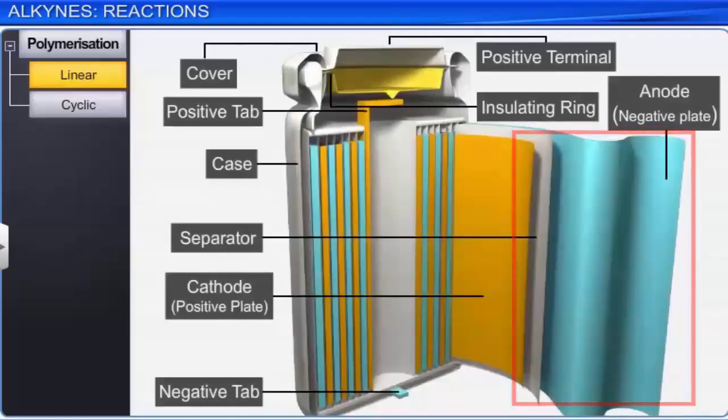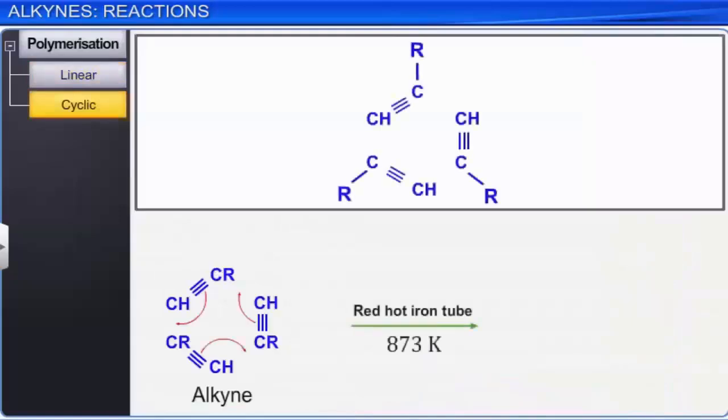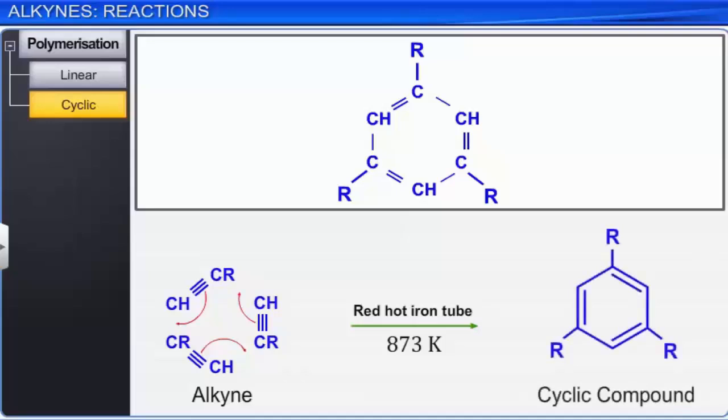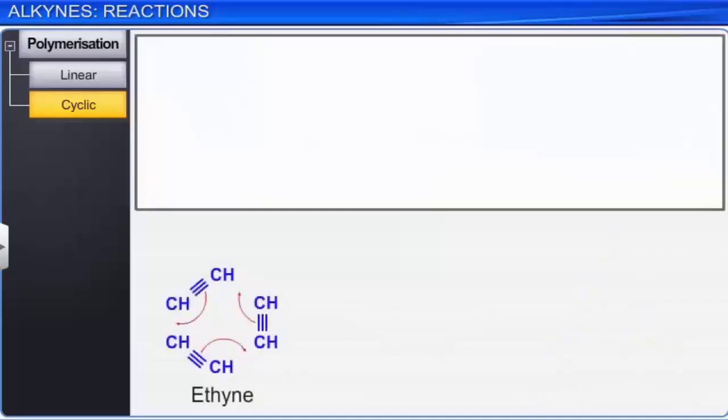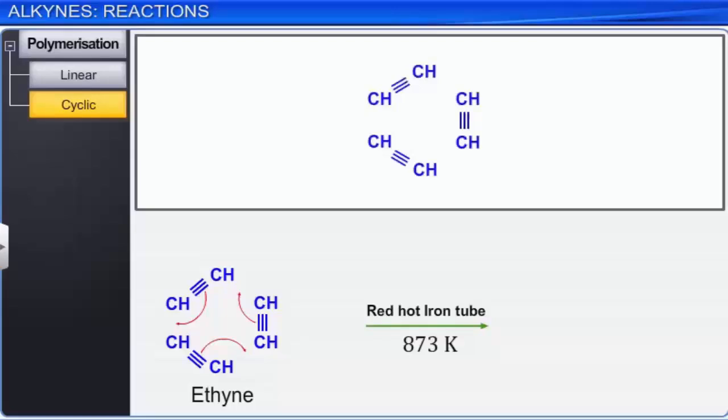In cyclic polymerization, alkyne molecules add to each other, resulting in the formation of a cyclic compound. For example, when ethyne is passed through a red-hot iron tube at 873 Kelvin, it undergoes cyclic polymerization. In this cyclic polymerization, 3 molecules of ethyne polymerize to form benzene.